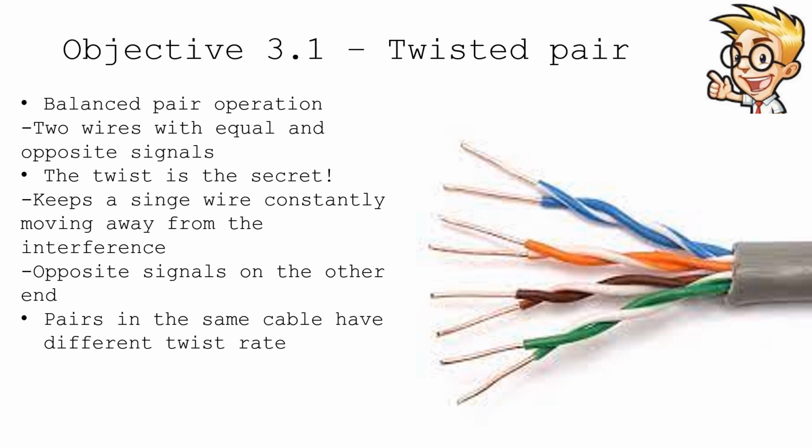Those 4 pairs have different colors. One is a solid blue, one is blue and white, one's a solid green, and one's green and white. We have a solid orange, orange and white, a solid brown, and brown and white.